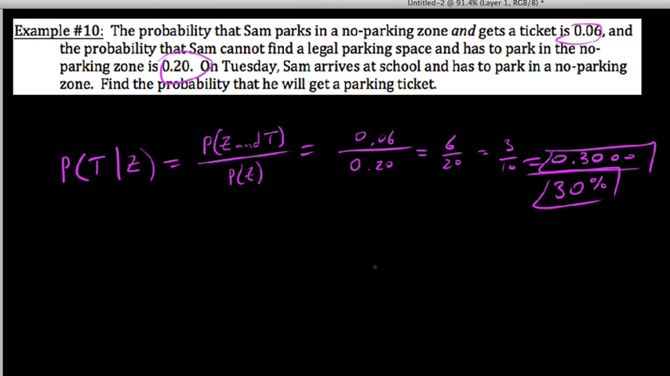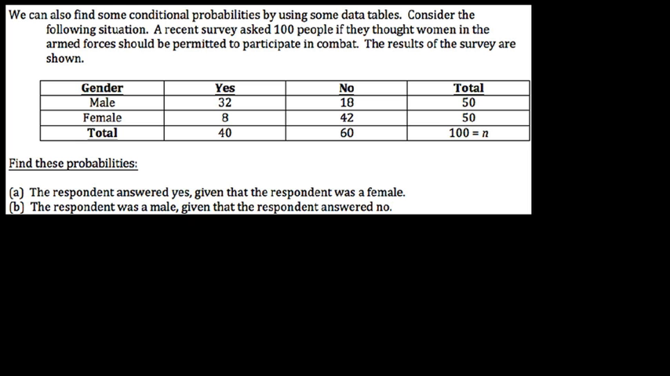And then the last example we're going to go through today in this video real quick is just this one, because it's got data in a table format. We say tabular data. So this is kind of fun also. We say, all right, we can also find some conditional probabilities using some data tables. Consider the following situation. A recent survey asked 100 people if they thought women in the armed forces should be permitted to participate in combat. So we say the results of the survey are shown here.